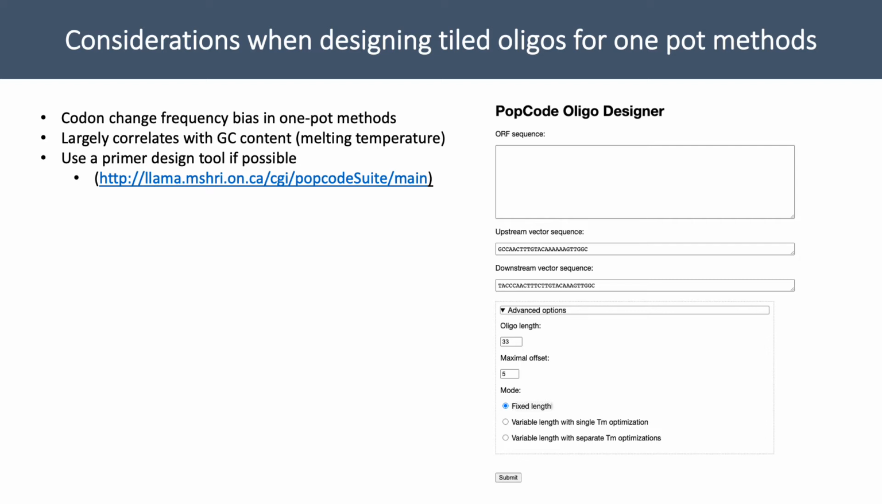For example, we have one that was designed by Jochen Weile in the lab, and it specifically designs oligos with central degeneracies.